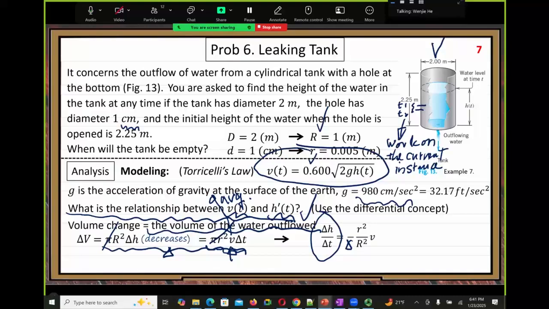Then the last step: we make delta T approach 0. We take the limit. So then we get dh over dt equals negative little r squared over capital R squared times v. And this is the derivative of h.